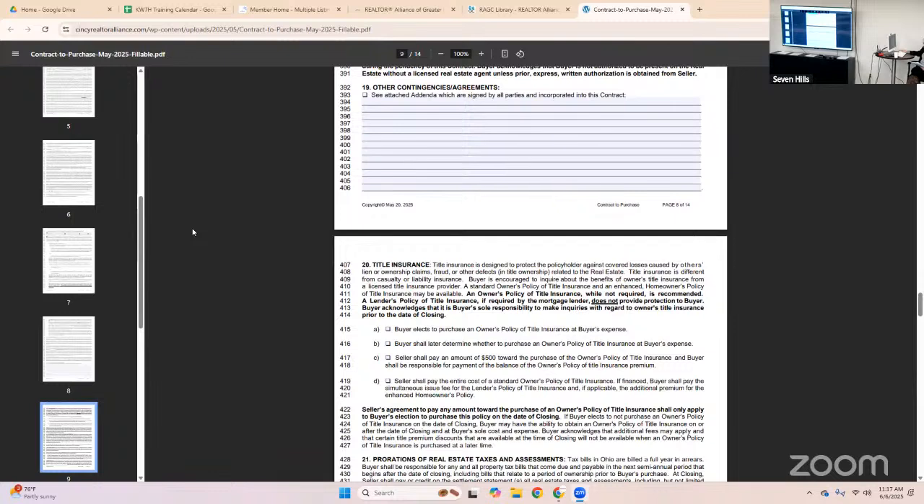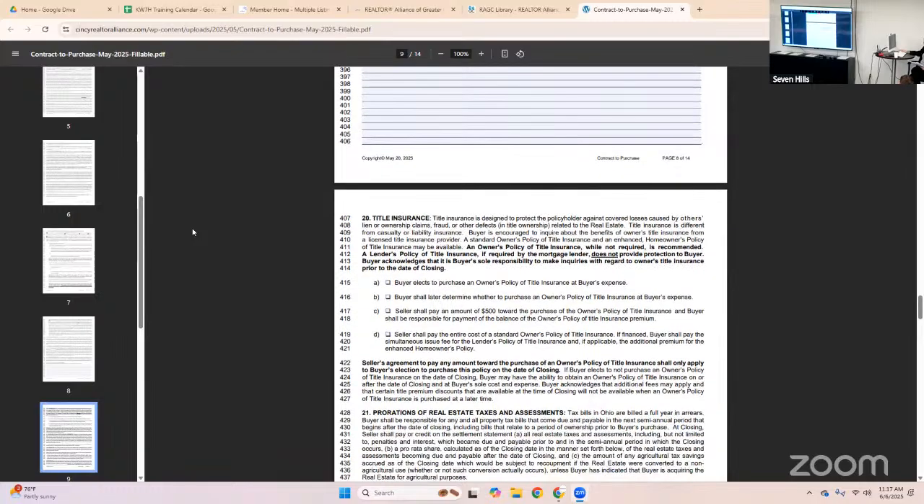And that would be section 20. And seller shall pay an amount of 500 towards the purchase price is line 417, section C, if that's what you choose to do. They offer you choices, okay? So the buyer can buy their own title insurance. The buyer shall later determine whether to purchase an owner's policy of title.